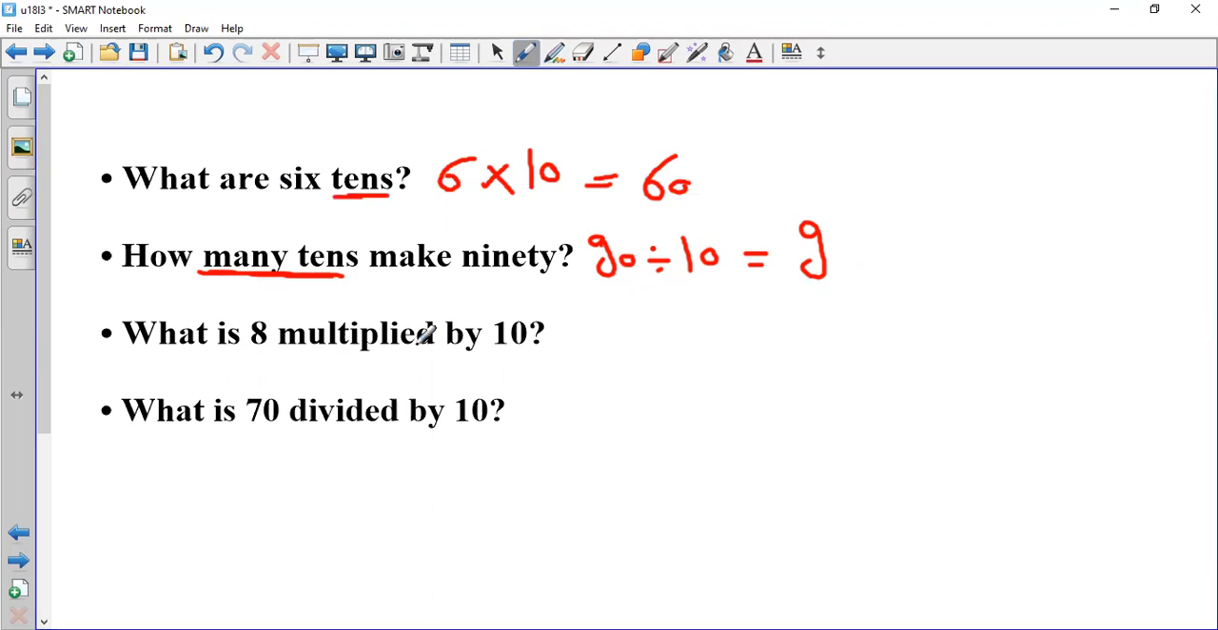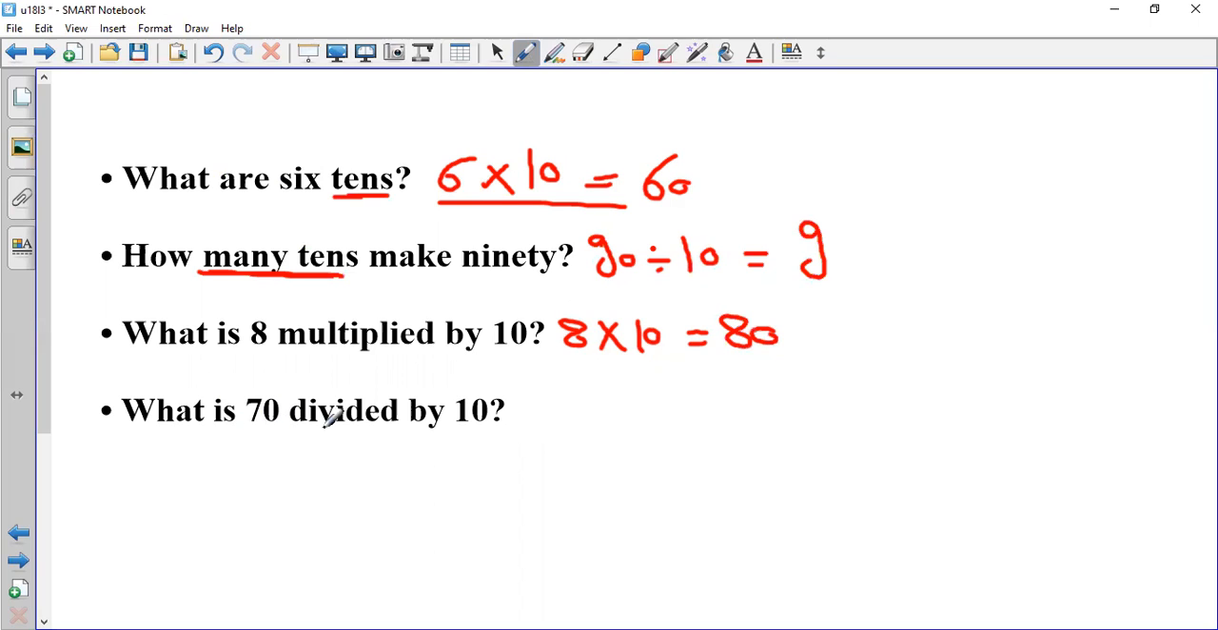What is 8 multiplied by 10? I will look at this example to learn. When I repeat the 10 6 times, it became 60. So when I repeat the 10 8 times, it will be 80.